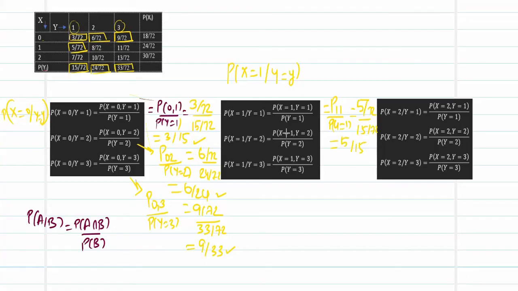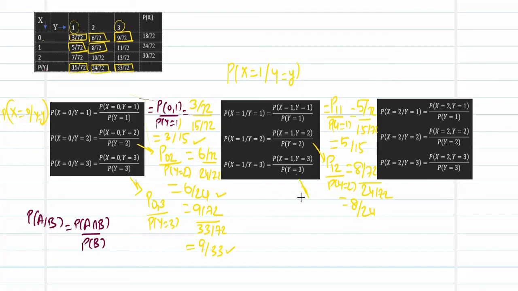And next case, x equal to 1, y equal to 2. So this is going to be our P of 1, 2 by probability of y equal to 2. So what will be P of 1, 2? The value is going to be 8 by 72. So you can pick your 8 by 72 and divide by y equal to 2, which is 24 by 72. So this value reduces to 8 divided by 24.